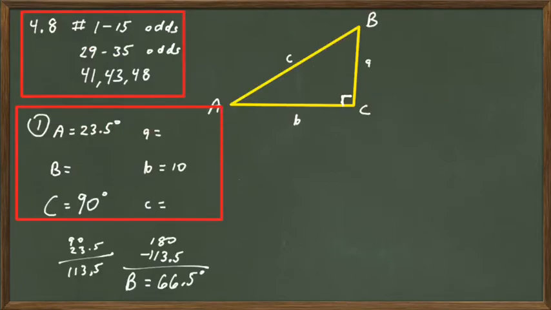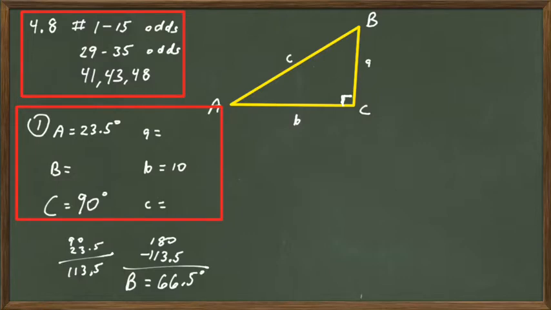Okay, we're solving this triangle. This is problem 1 in your assignment on 4.8. We're doing 1 to 15 odds, 29 to 35 odds, 41, 43, 48. I'll try to do one in each group of problems. It says to solve the triangle. To solve the triangle, you need all three angles and all three sides. Usually they'll give you two things.